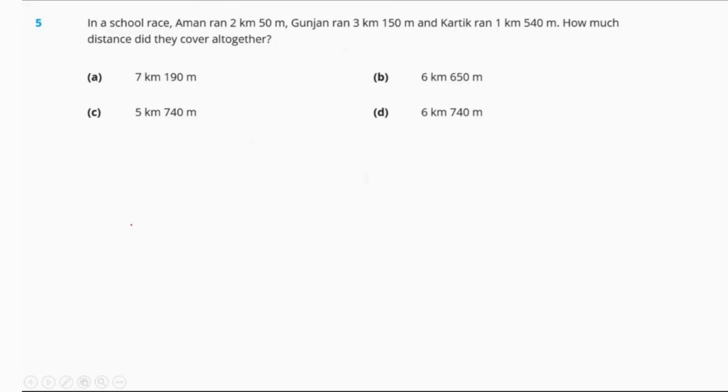Now, next question is, in a school race, Aman ran 2 kilometer 50 meter, Gunjan ran 3 kilometer 150 meter, and Karthik ran 1 kilometer 540 meter. Okay. Now, how much distance did they cover altogether, right? So now we have to do the sum of how much distance all of these three people ran, right? So let us do the sum. So we will write the kilometer distance here and the meter distance here.